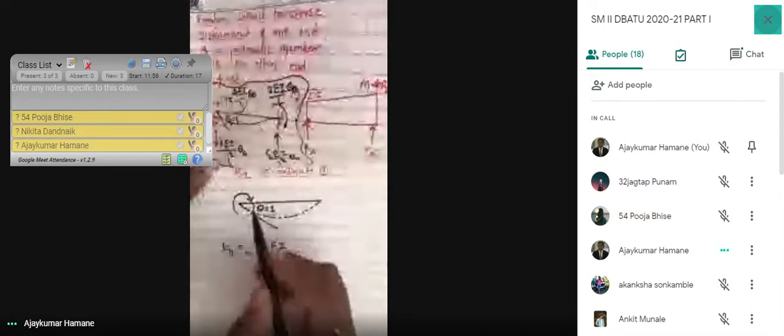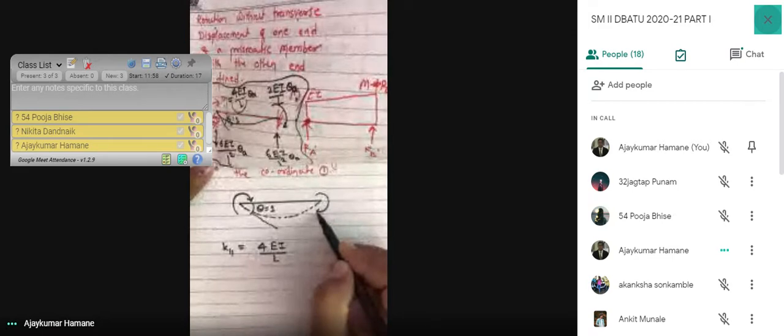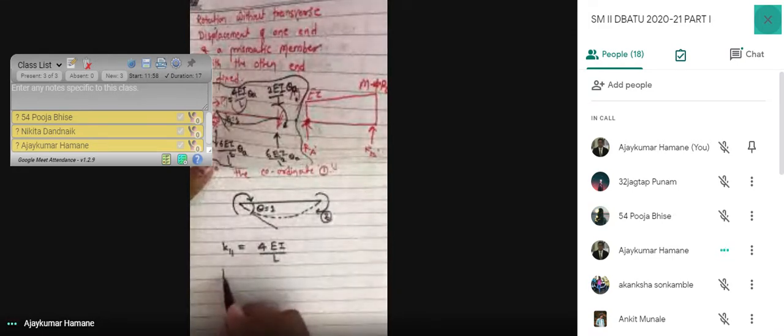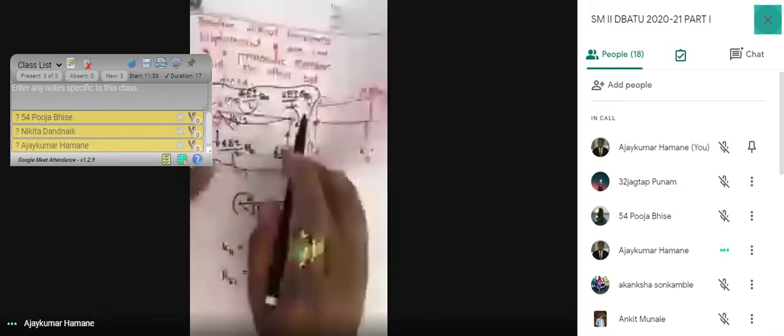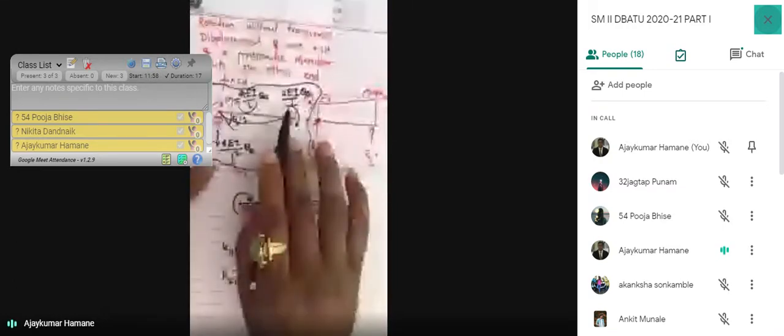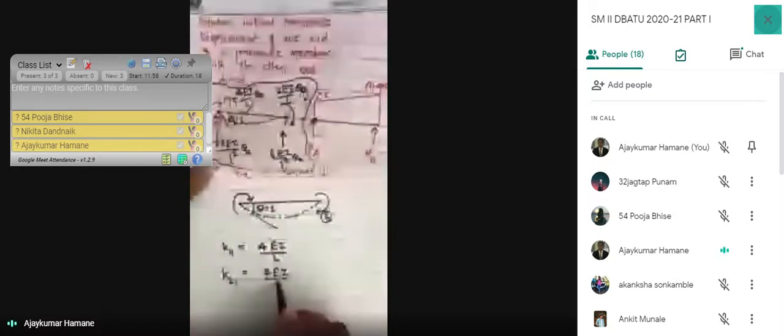Now next, here also there is a coordinate 2. So K21. When we apply the unit rotation along the coordinate 1, what force is developed at coordinate 2? You see here, it is half of that one. That is 2EI/L.